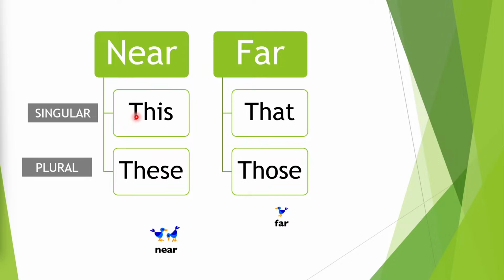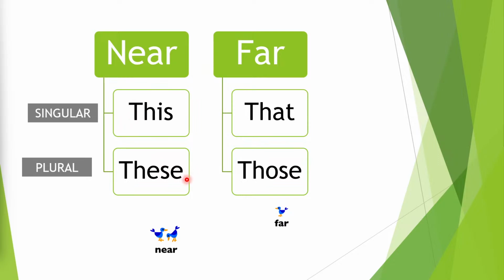So, for example, this remote is for my TV. It is near me. Okay, guys, it is near me. It means that the distance between the remote and me is not huge. Okay, but it's singular. I am referring to one object. Okay, guys, I'm referring to one object that is close to me, is near me. Okay?